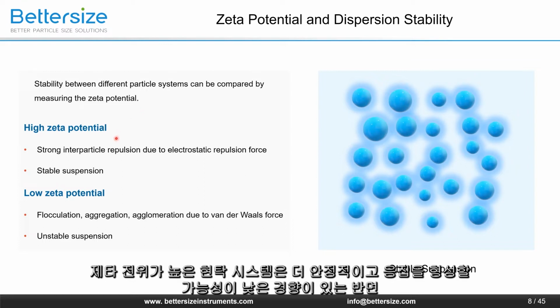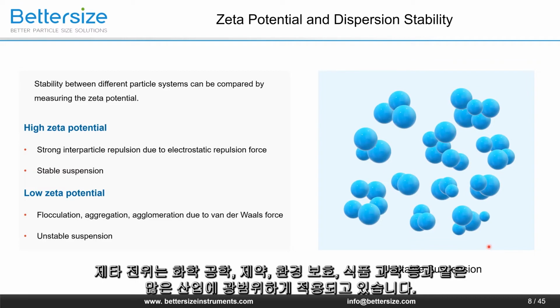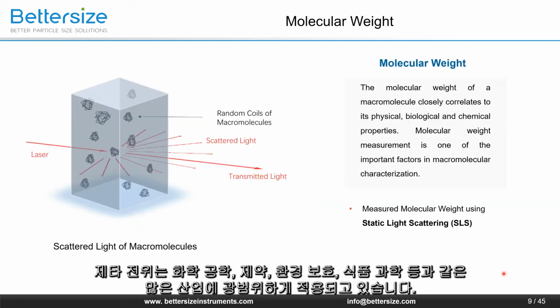A suspension system with higher zeta potential tends to be more stable and less likely to form aggregates, while lower zeta potential leads to flocculation, aggregation, and agglomeration of particles. Zeta potential is extensively applied in many industries such as chemical engineering, pharmaceuticals, environmental protection, food science, and on and on.